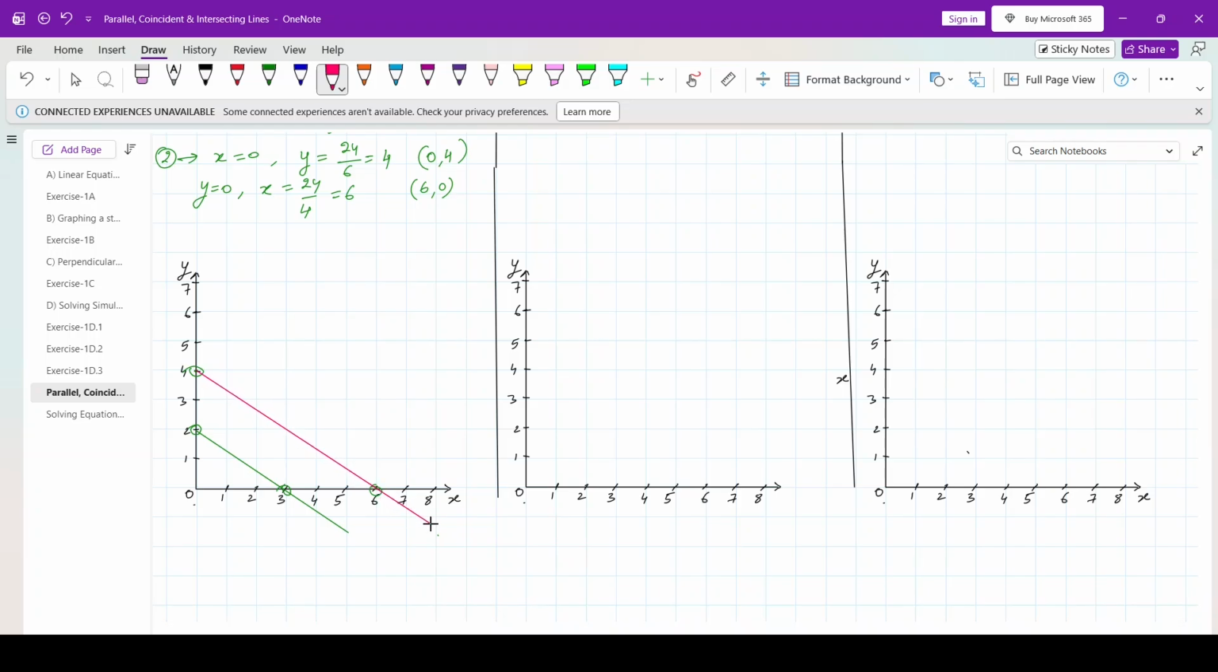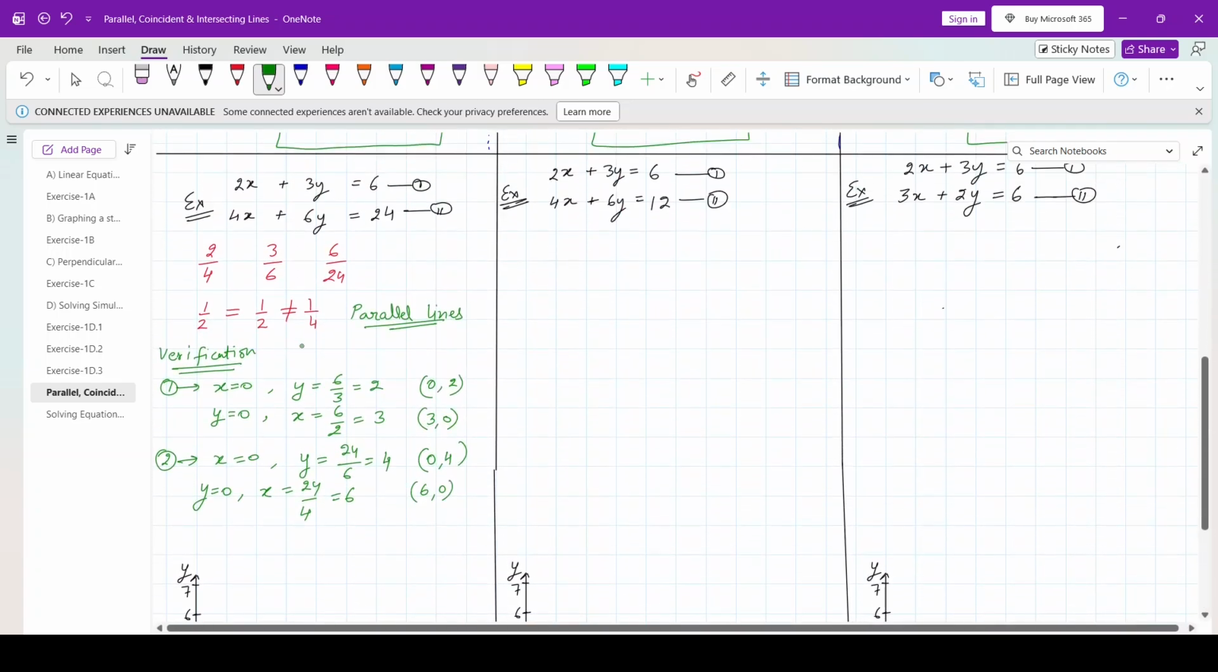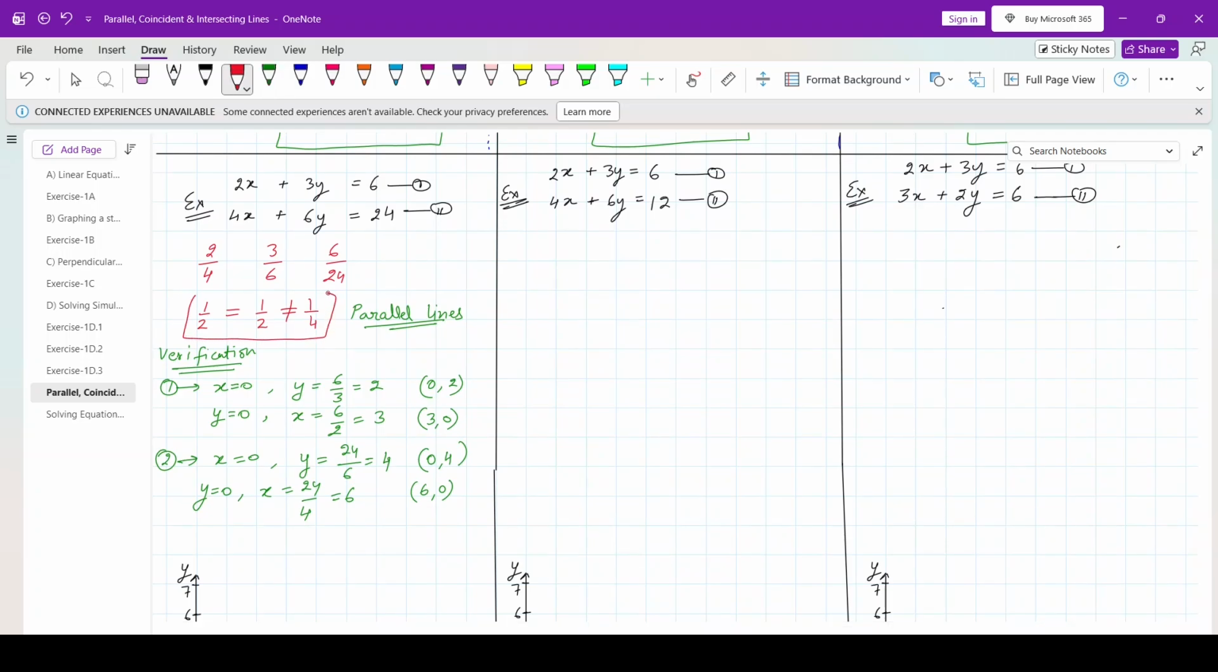This line, as we can see, these two lines are parallel, they will never intersect. So we have verified that when we are given this condition, a1 divided by a2 is equal to b1 divided by b2 is not equal to d1 divided by d2, in that case, we get parallel lines and hence no solution.